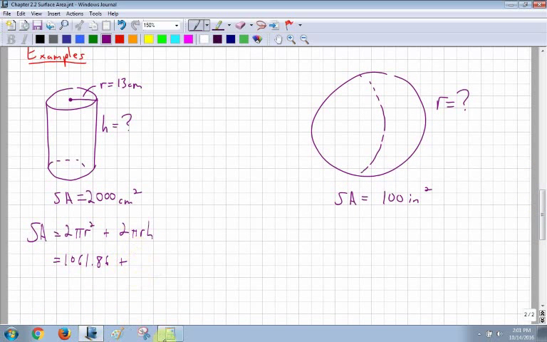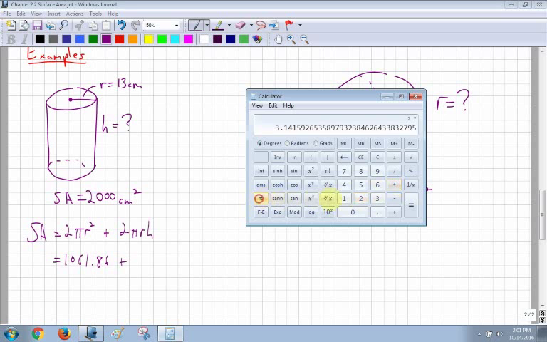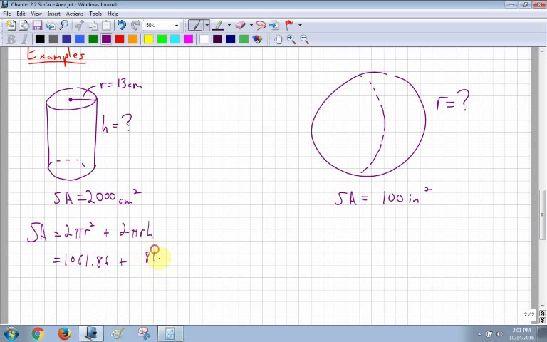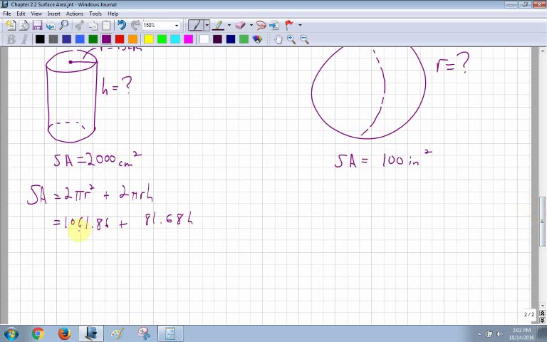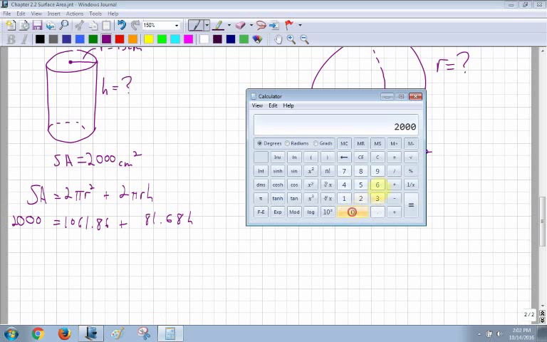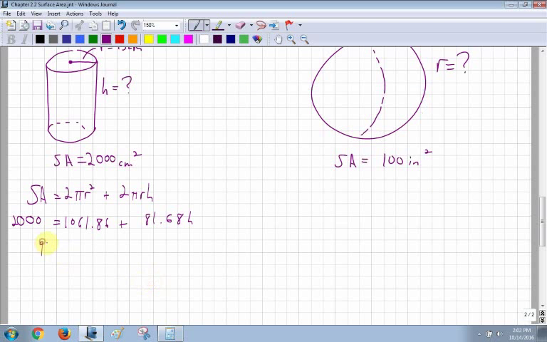The second part, which is 2 times pi times my radius times my height, which I don't know, so I'm going to leave that just 81.68 h. So like I showed before, we subtract off the 1061.86 from my surface area, which is 2000. So I take 2000, subtract off 1061.86, and get 938.14, and that's equal to 81.68 h.